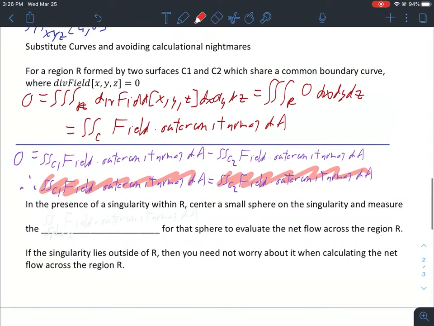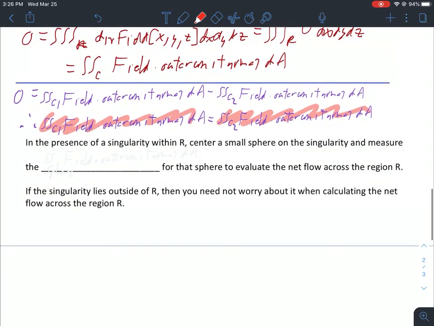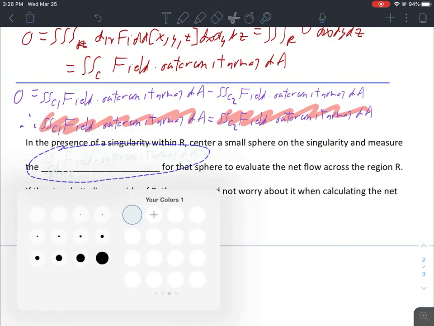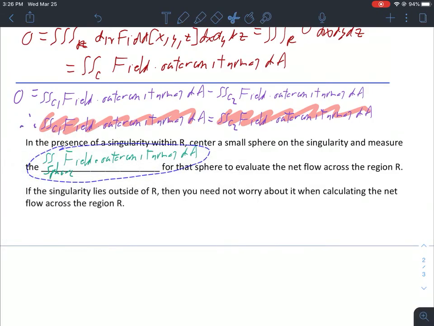If you do have a singularity, just like when we did back in chapter, I want to say 5, basically just put a small sphere around it instead of a circle this time because we're in 3D. And do the double integral over the sphere of the dot product of the field and the outer unit normal, which of course you can use substitute curves for if necessary.